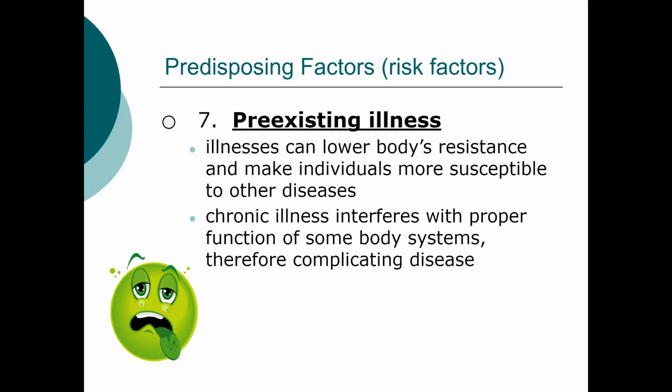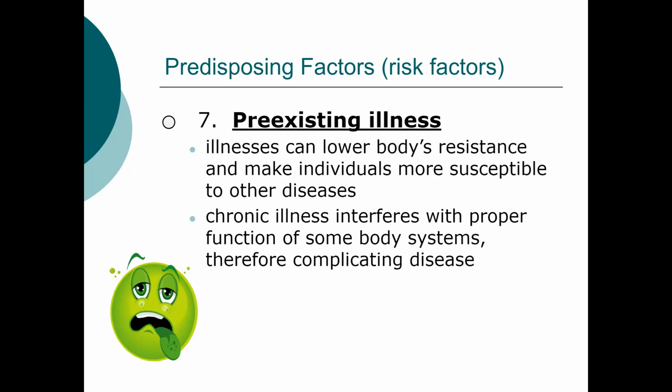So that's why when we deal with patients that are in chemo, patients that have autoimmune diseases, they're more susceptible to getting other things because their body's already trying to fight off stuff. Either that, or their body is not good at fighting off stuff. Does that make sense? Chronic illness interferes with proper function of some body systems, thus complicating the disease process.